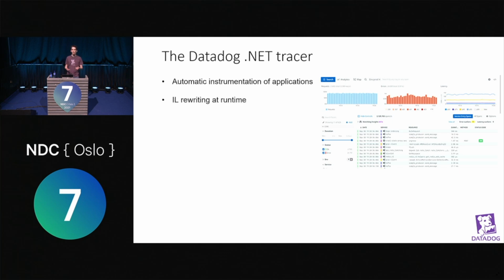And the way we do that is by rewriting IL at runtime. So whenever you load a supported third-party library, we detect that, and we rewrite it to inject our instrumentation code. To do so, we use the .NET Profiling API. And it turns out that today you can't use managed code for the profiling API. You absolutely have to use native code, usually C++.